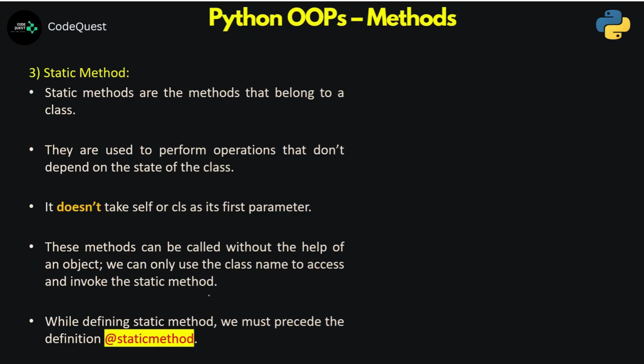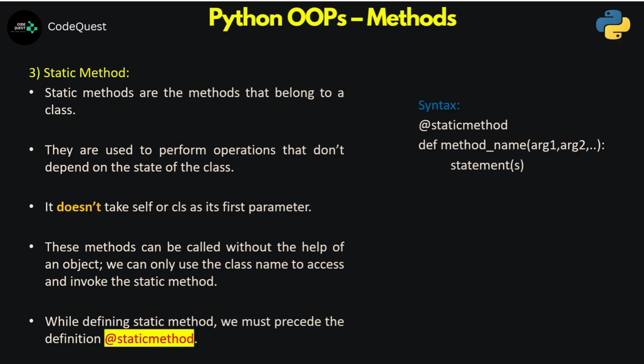So class methods and static methods are more or less similar. And one of the key differences that you can find is that the static method does not take either self or cls, and its definition is always preceded by the decorator, that is your @staticmethod.